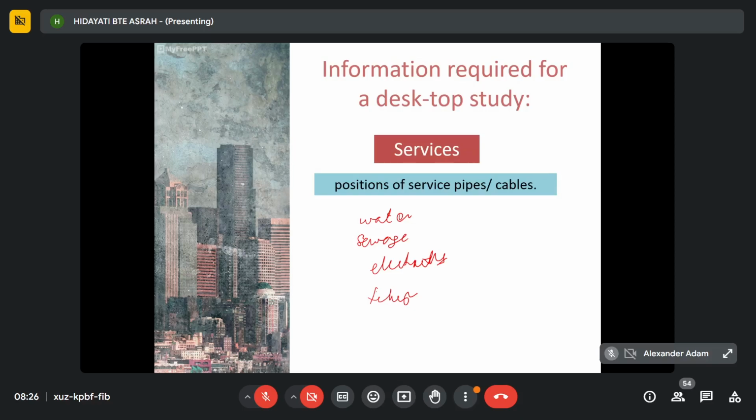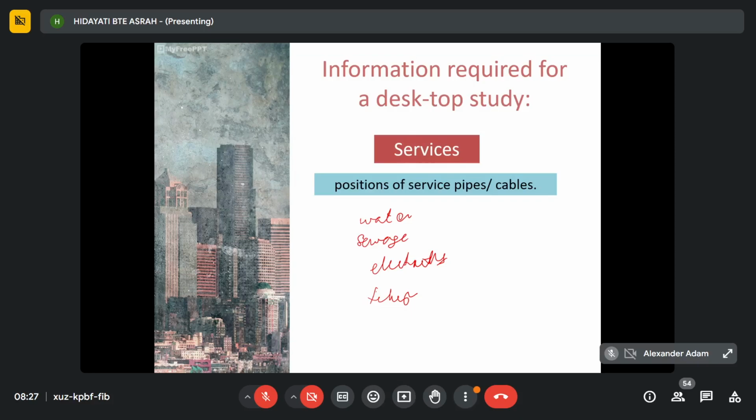So you need to contact all suppliers of these services to confirm the position of the service pipes and cables. Because if you don't have this information, when you do excavation, for example, when you excavate for a trench on your site project, you may damage, for example, the water pipe service because you do the excavation. So you have to know the exact location of these services for you to avoid damaging the utilities or services available in that area.